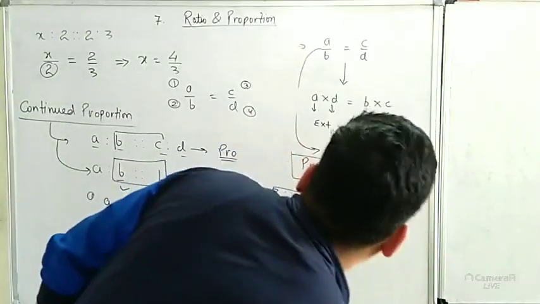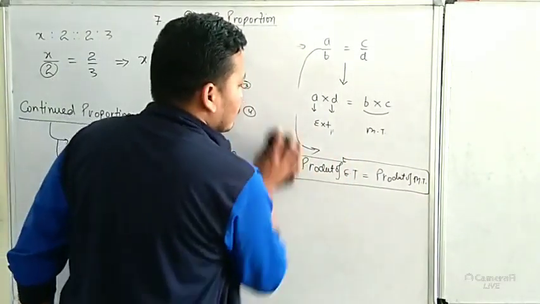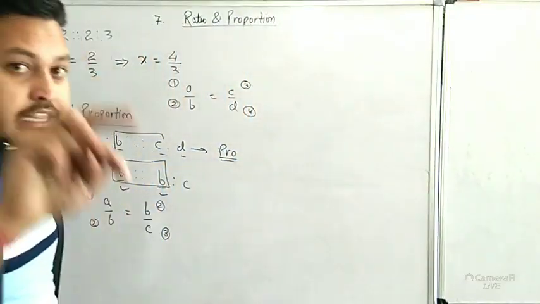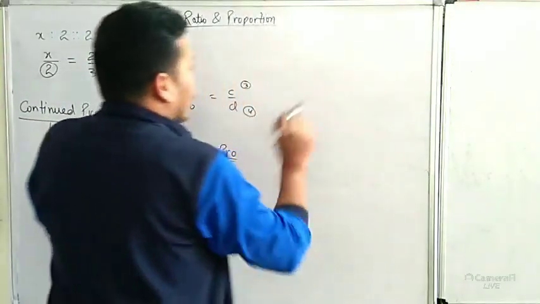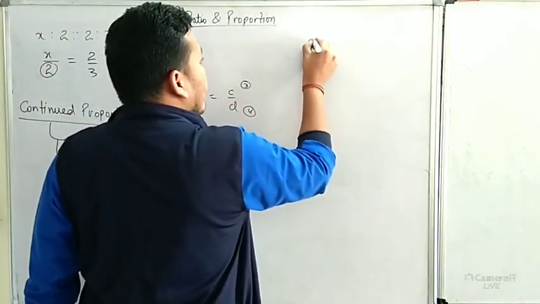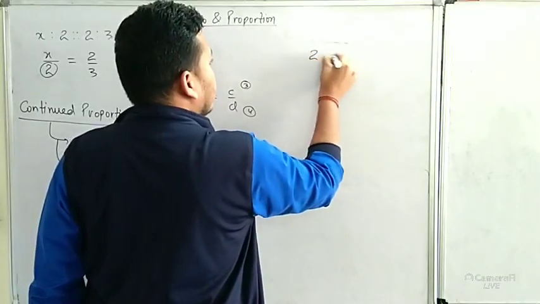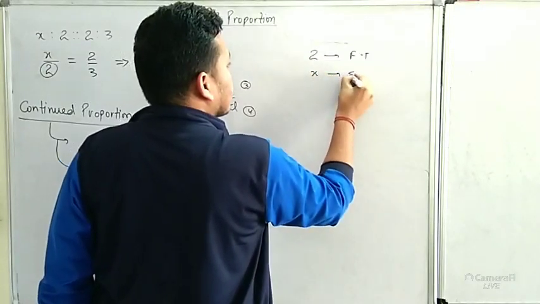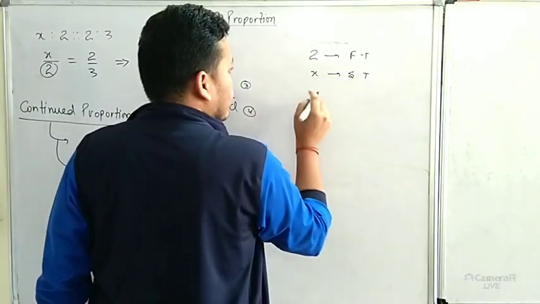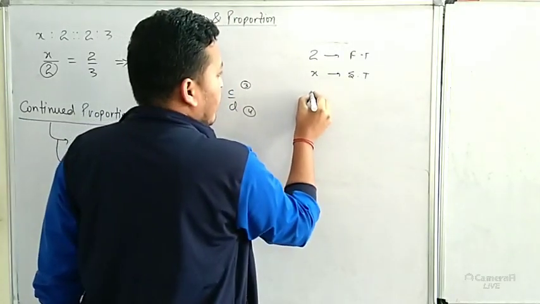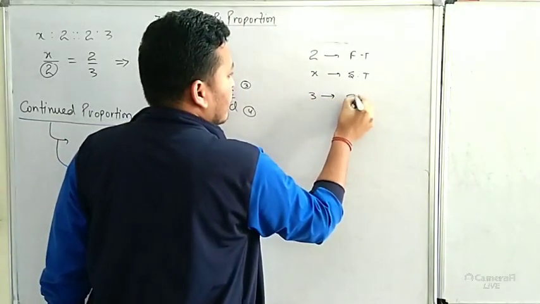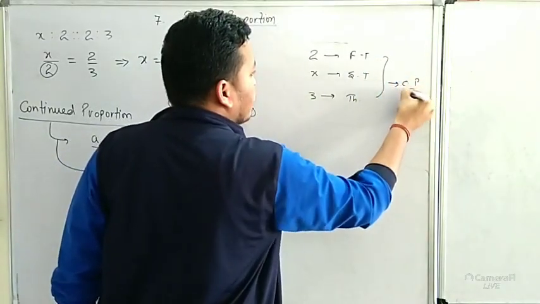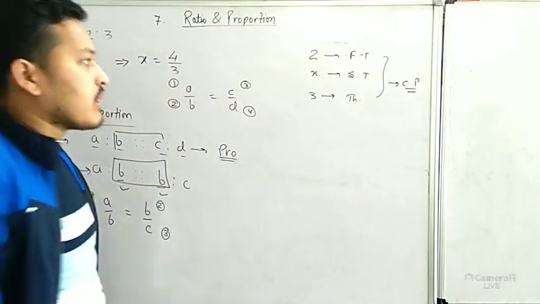Okay, in the case of the continued proportional, how many terms are given? Only 3 terms are given, because second and third are repeated here. So if 2 is the first term, next x is the second term, and 3 is your third term, then the proportional is in the form of the continued proportional, and these are the given things.